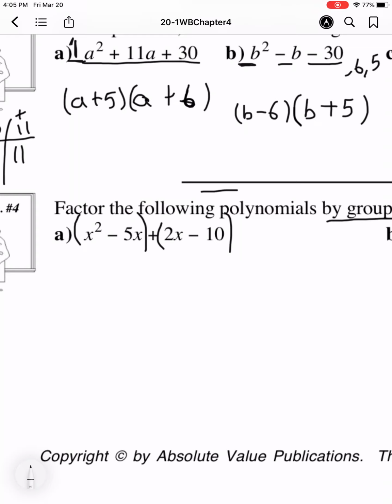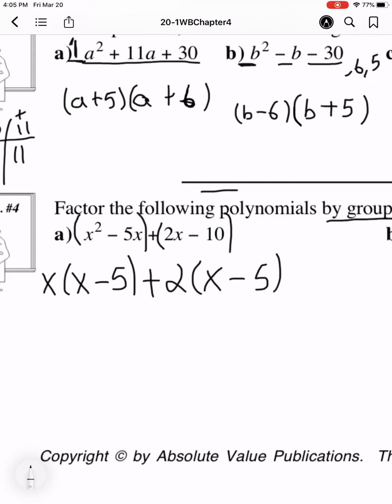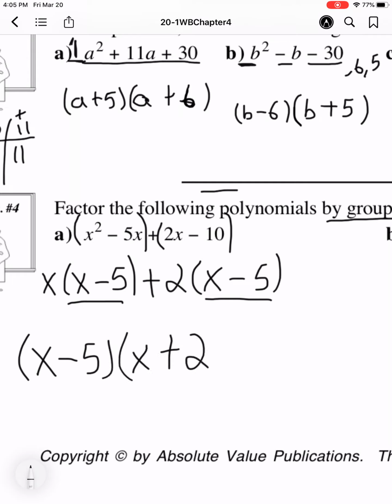Our front group we're going to factor. In that front group, I can take an x out, and that leaves me with x minus 5. In my back group, I can take 2 out, that leaves me with x minus 5. Usually, if you've done things properly, these two things end up the exact same. So we're going to factor that out now. That comes out to the front: x minus 5 and x plus 2.